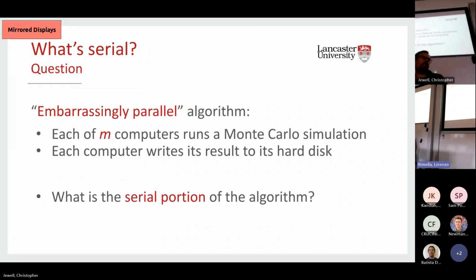So I thought I'd ask a question just to gauge the thought process in the audience and gauge experience, really. Supposing I have one of these so-called embarrassingly parallel algorithms. Embarrassingly parallel algorithms, a little bit like our Monte Carlo sampling, are algorithms where we don't really need to communicate during the runtime of the algorithm.